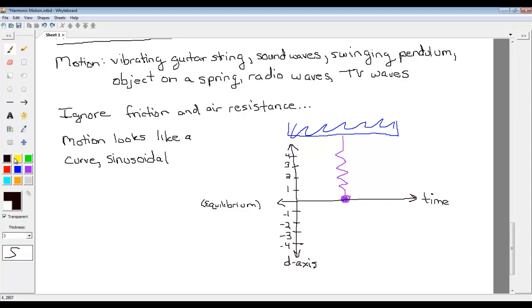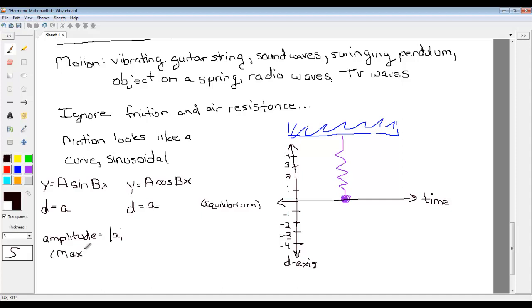So the motion looks like a curve, or sinusoidal. We can either use y equals a sine bx to model this with the form equation, or you can use y equals a cosine bx. Okay, so the y-axis, the d-axis, we can replace with d. That a, amplitude, we're going to use a lowercase a here. But that's the max displacement from rest.